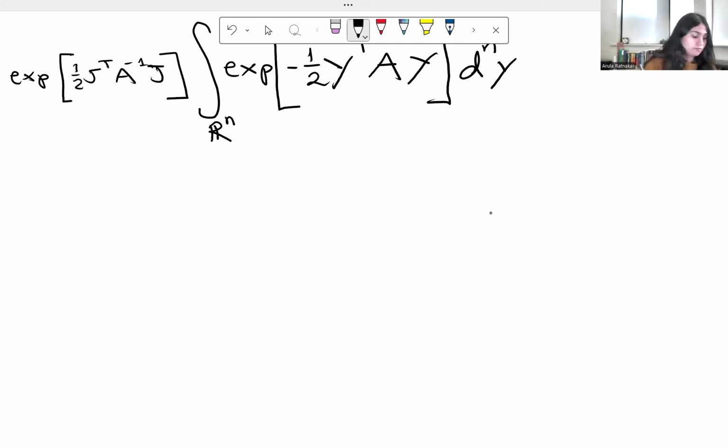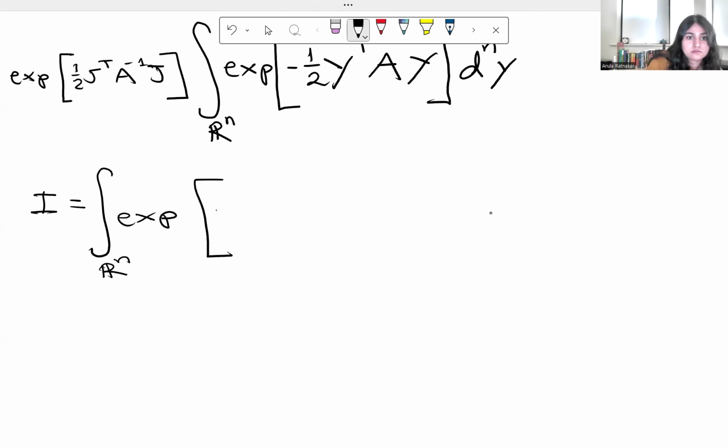But okay, I'll just call this regular I, and now I'm going to focus on evaluating this part. So I equals the integral of exponent of minus half y transpose Ay dy.